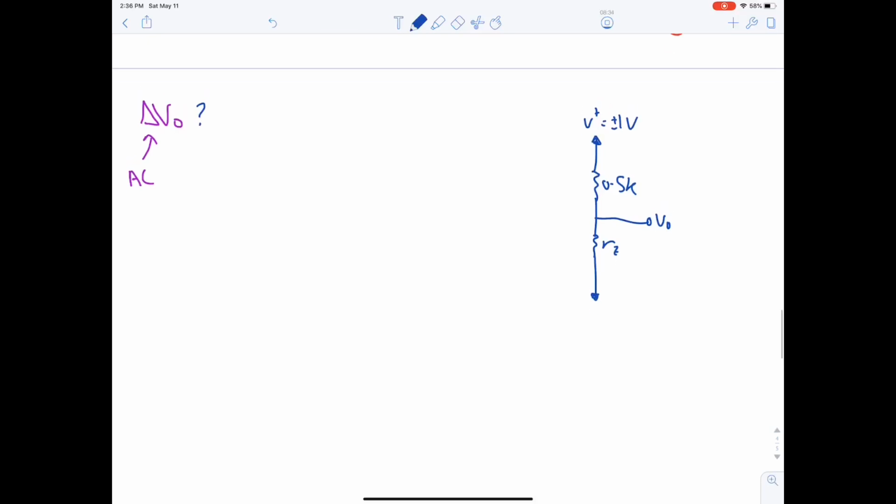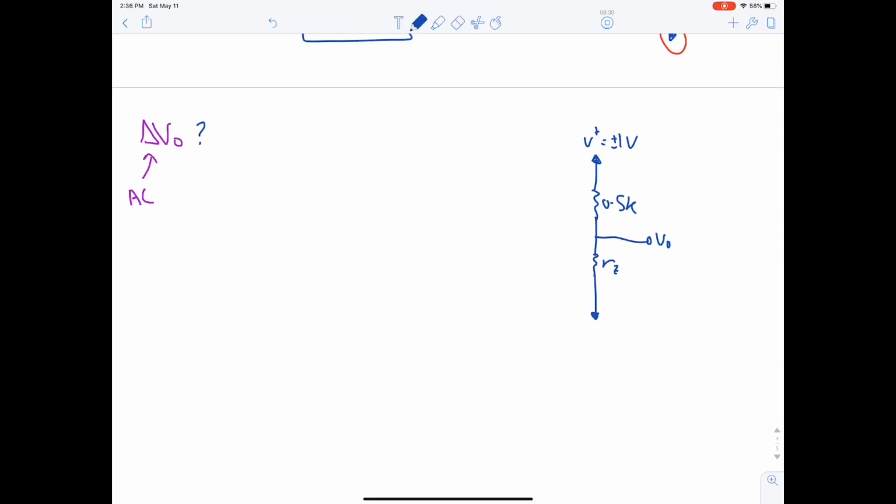How can we find delta V naught? What's the relationship between this delta V naught and this V naught? It's actually the same. Why? Because the input is AC. If the input is AC, which is changing, therefore the output will be also AC. It will be changing. Hence, delta V naught is equal to V naught, which is equal to what?